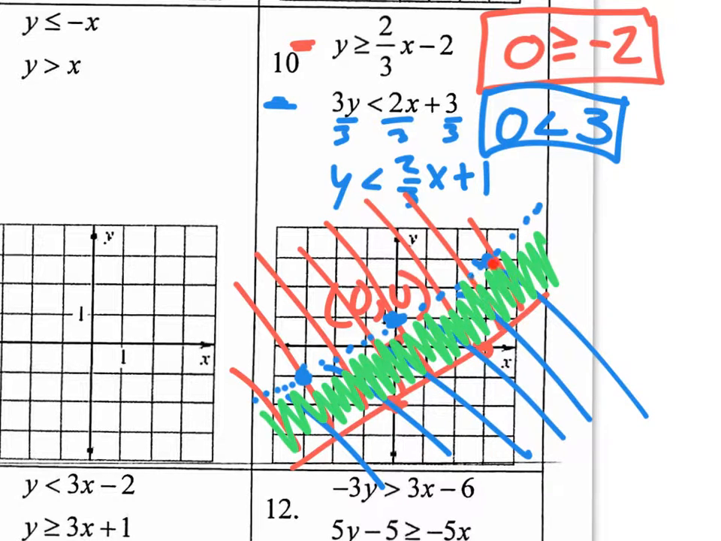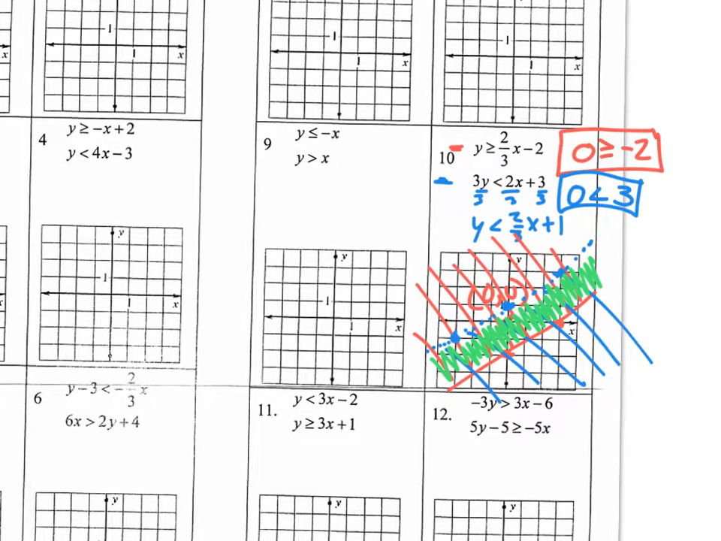That means that any coordinate inside this green area will actually be a solution to the system of inequalities here. So if you picked a coordinate in here, it would work on both top and bottom. It would give you a true statement on both. Any other questions on this homework?